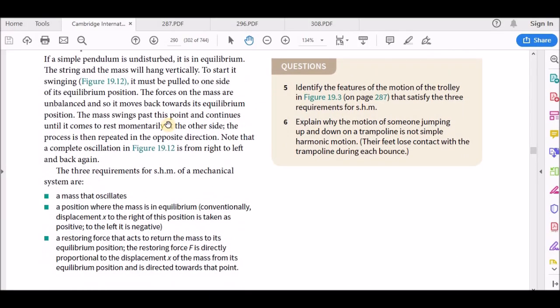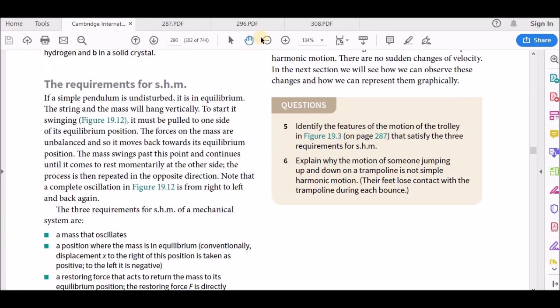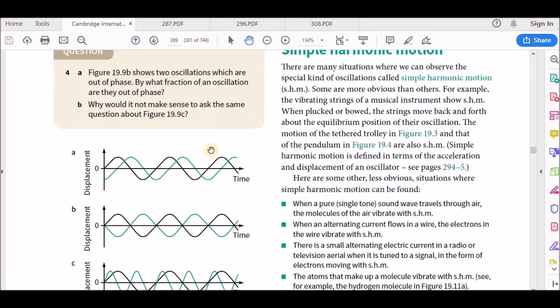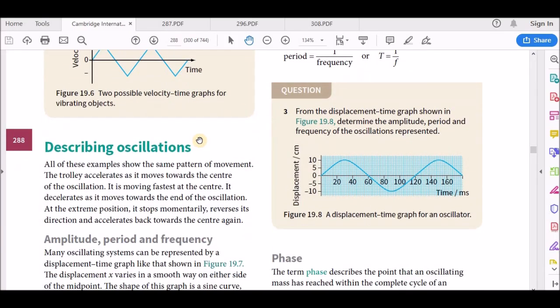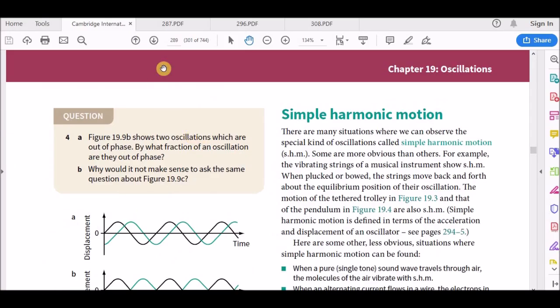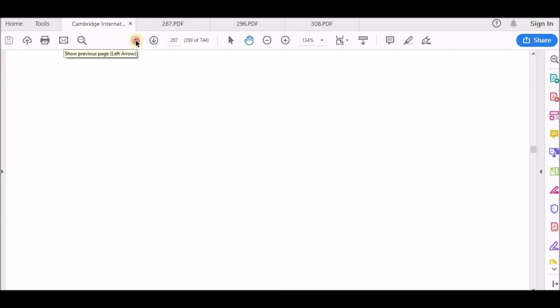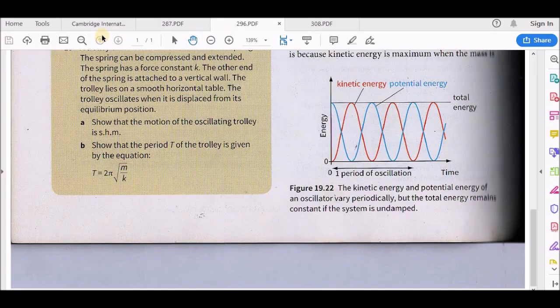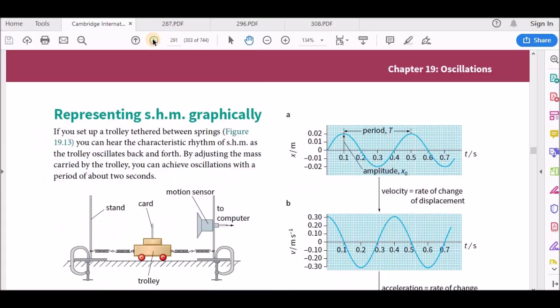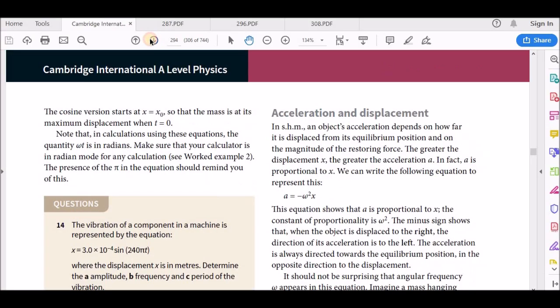Here they have given the requirements for something to have simple harmonic motion, SHM, and I think they have given the definition also previously. Anyway, we will come to that and we can go through it in detail after that. So what we'll do is we'll come back to it. Anyway, it's better to show you the definition now.